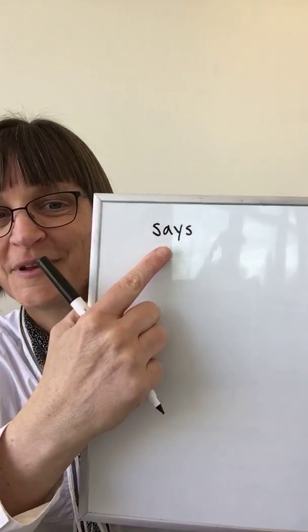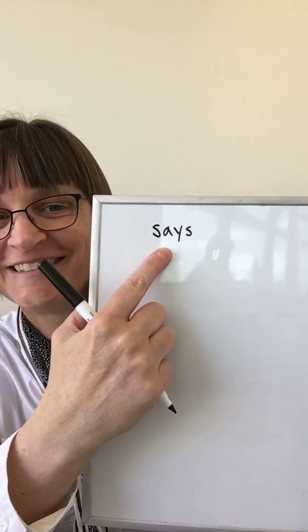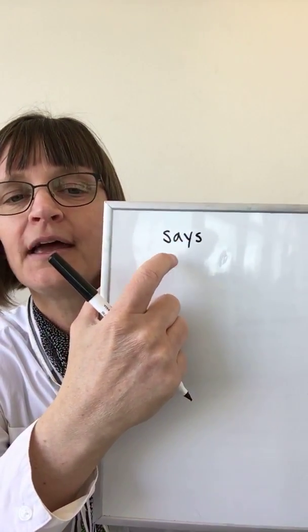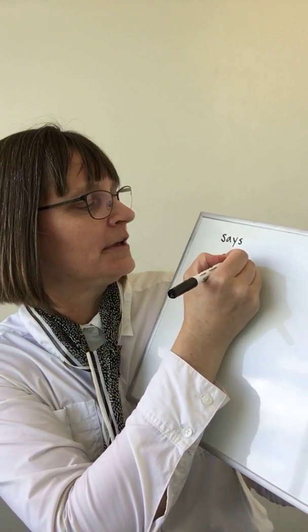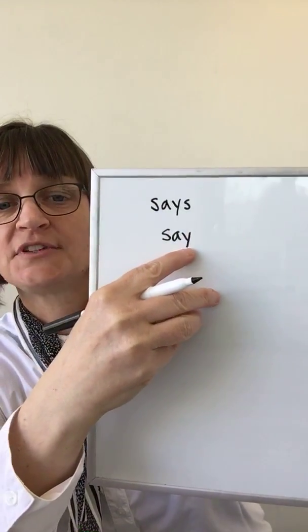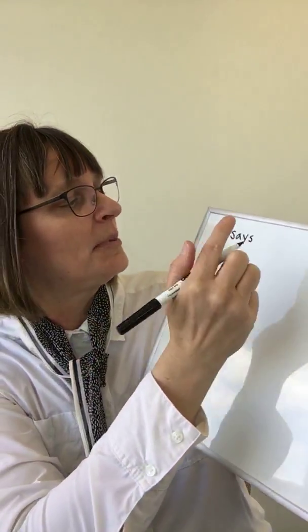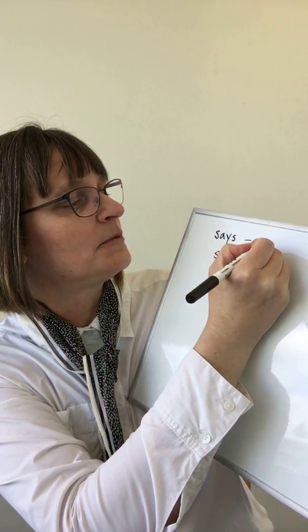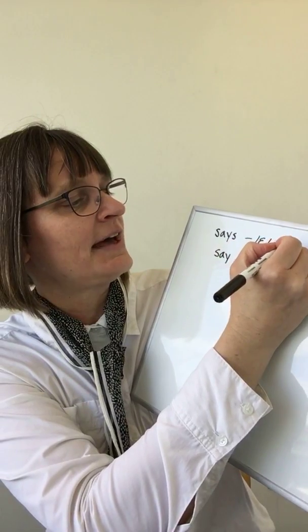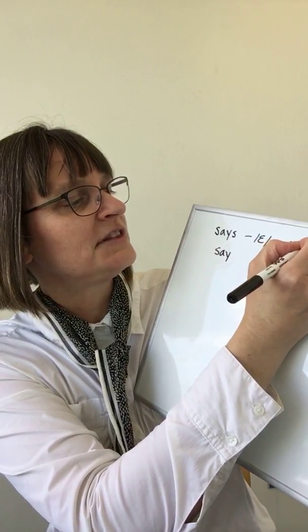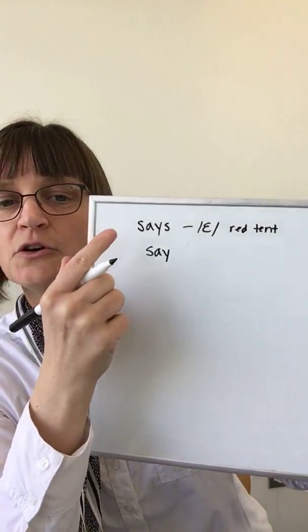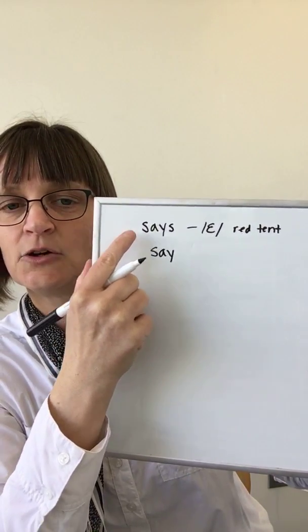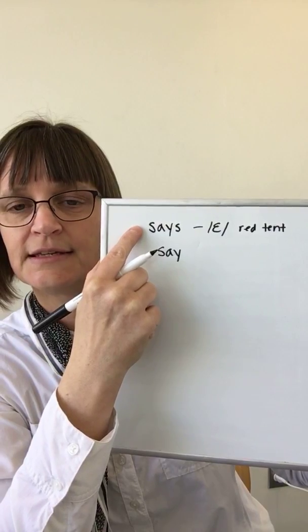Why don't you say that word for me? I'm listening. I can't really hear you. But you, by chance, may have said this word like the word "say." In the word "say," we have the A vowel. But in the word "says," we actually have the vowel that's in the word "red tent." So our anchor for "says" is "red tent." So we don't want to say "says," we want to say "says."